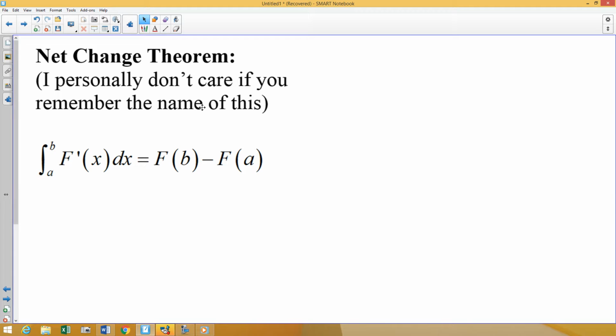The net change theorem essentially is part of the fundamental theorem of calculus, where the antiderivative from A to B, or the area from A to B, you find the antiderivative, plug in B, plug in A, and subtract. So there is the basis of your net change theorem.